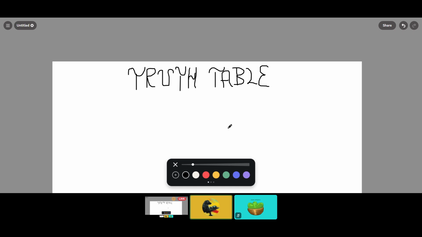As for logic gates, I'm not going to do a revision. I'm just going to expect that you know some basic logic gates. Okay, so let me talk about truth tables now.